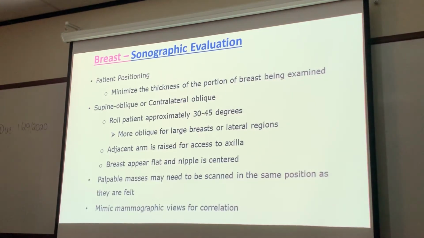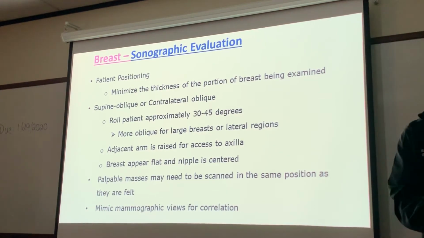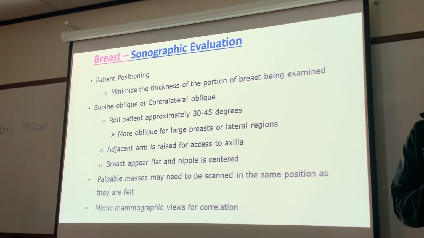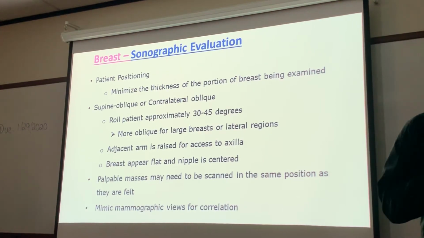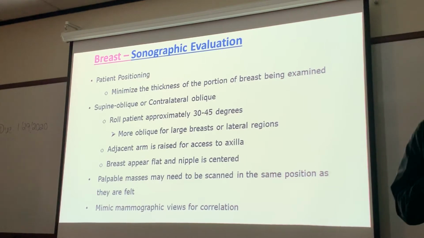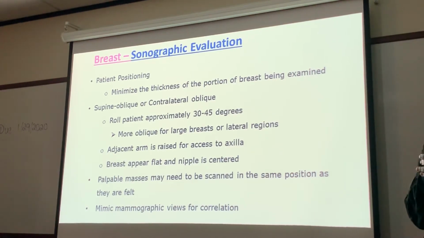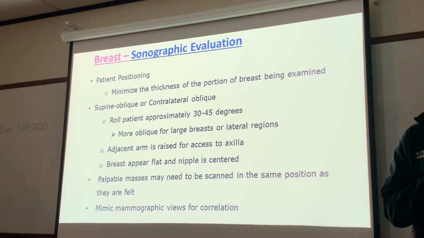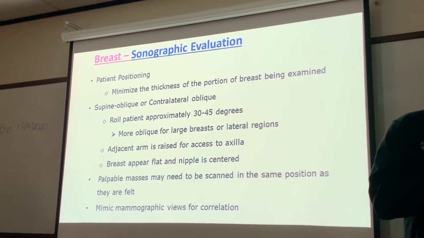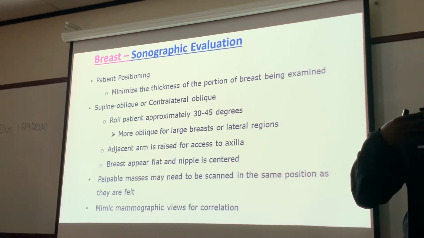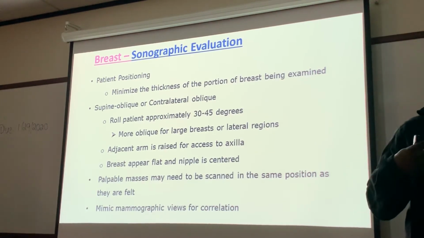Okay. So patient positioning. You want to minimize the thickness of the portion of the breast being examined. You may see that they turn the patient up. What they're trying to do is get the breast to be as flat as possible, which is why you want to turn the patient up. Whatever breast you're doing, you want to turn with that side up. If I'm doing the right breast, you want to oblique that person, because you're trying to get that breast to be flat on an even surface.